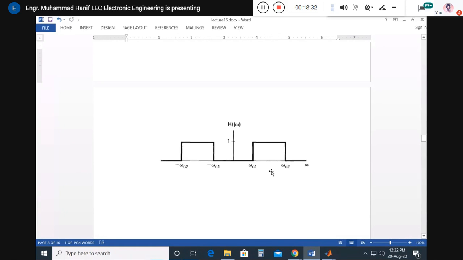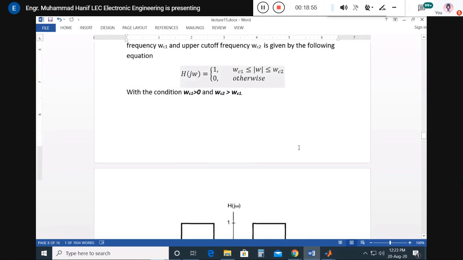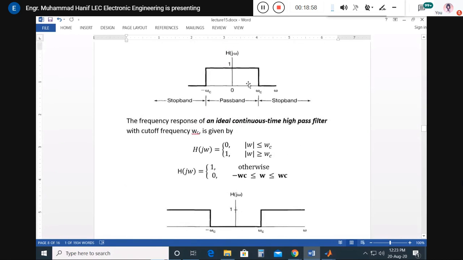The value of omega c1 should be greater than 0, and omega c2 should be greater than omega c1. So we say it represents a band pass filter because it rejects between minus omega c1 and plus omega c1, between omega c1 and omega c2 it allows or passes, and after omega c2 again it rejects. So if you look at the above equations, the two figures, the low pass filter, again a low pass filter is equivalent to a band pass filter because it also allows only a specific band of lower frequencies, the smallest frequencies, to be passed, and stops the high frequencies.